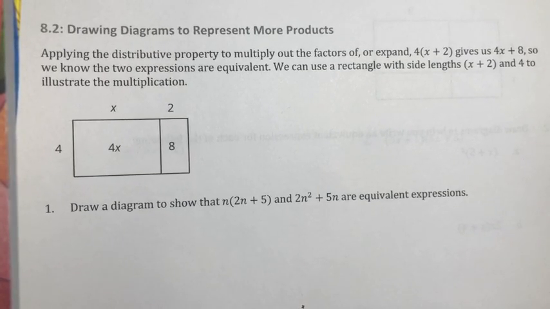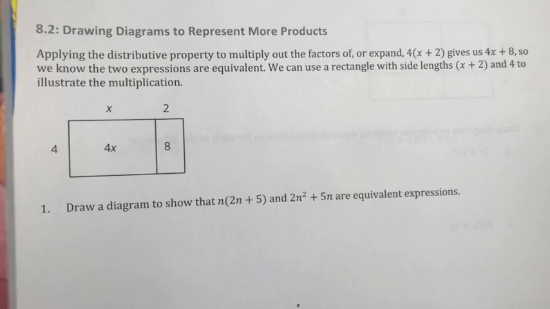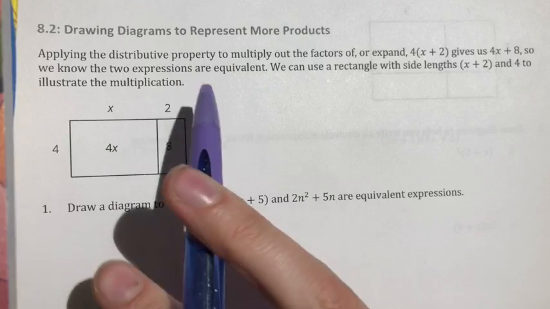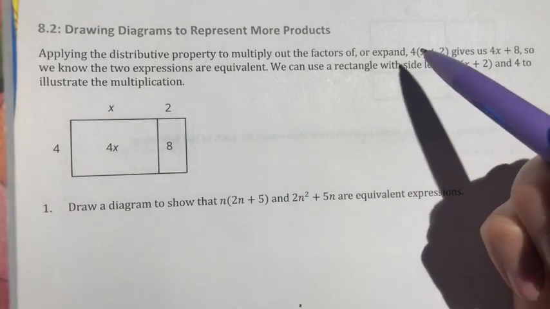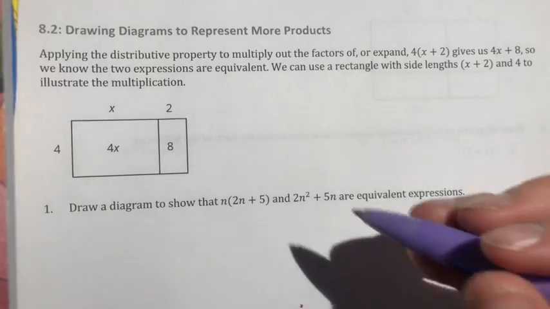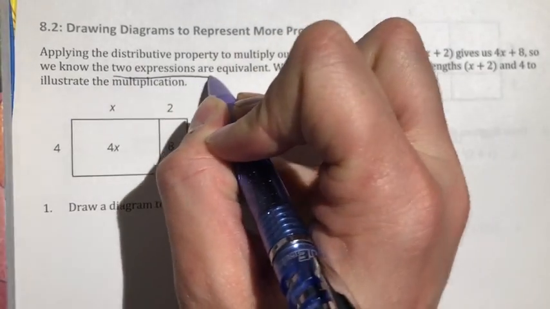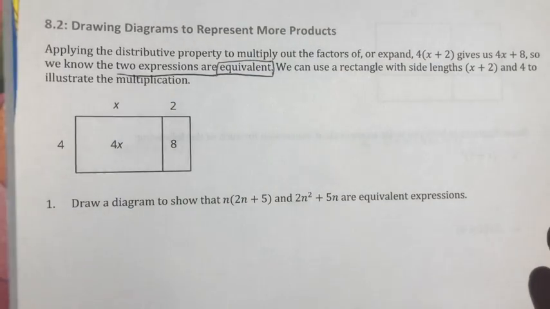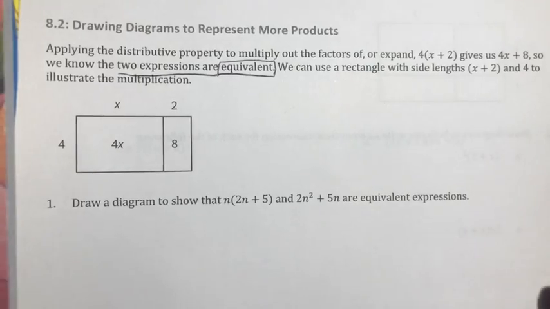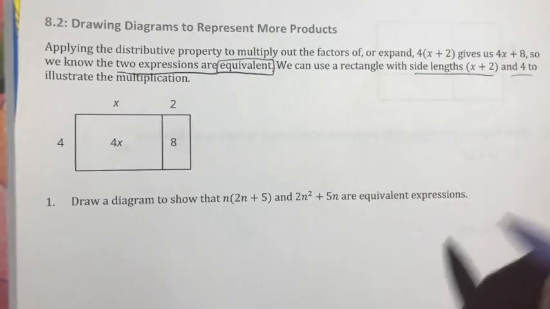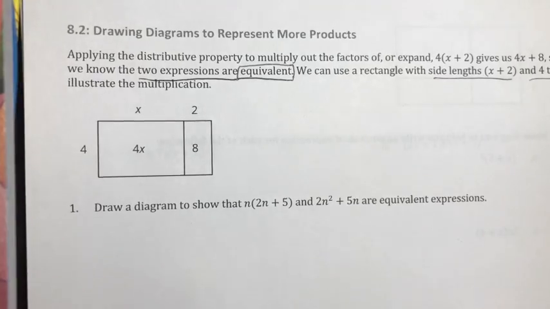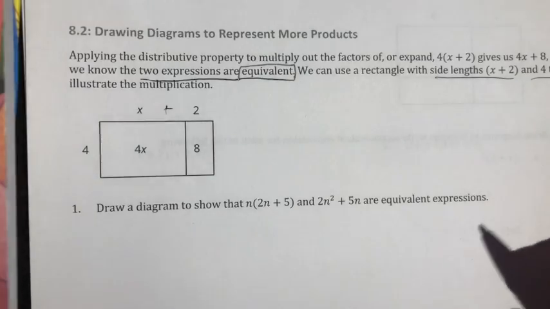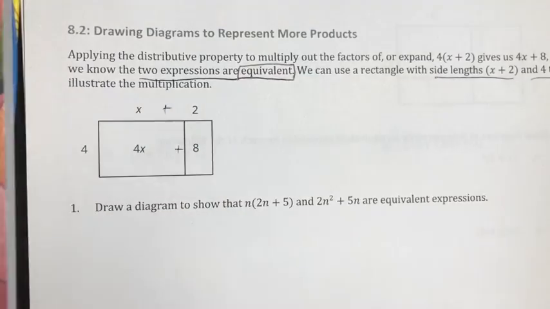Okay, so down below we are actually going to explore some vocabulary that's a real flashback from September. Applying the distributive property to multiply out the factors of, or expand, 4 times (x plus 2) gives us 4x plus 8. So we know the two expressions are equivalent. We're going to be writing things equivalently. You can use a rectangle with side lengths x plus 2 and 4 to illustrate the multiplication. So it's kind of like what we've been doing up above. The side lengths are x plus 2 and 4, so my area is 4x plus 8.